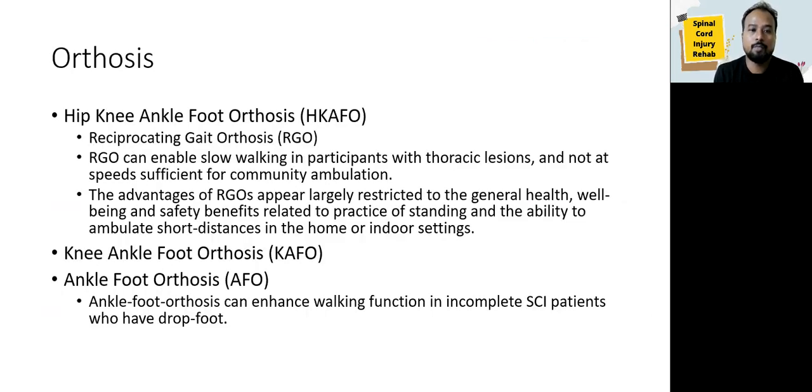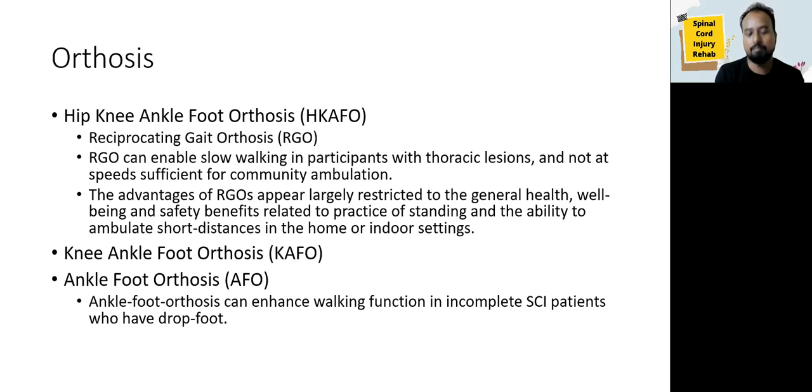Orthosis. This is just a brief description of the different orthoses that have been used. I recommend you watch the orthosis prescription video, which we have already posted, where Sheikh has explained very clearly how you use orthosis and what factors we need to consider while prescribing it. So you need to go back and look at that video if you really want to know more about orthosis. These are the common orthoses that are being used: HKAFO, KAFO, and ankle foot orthosis.